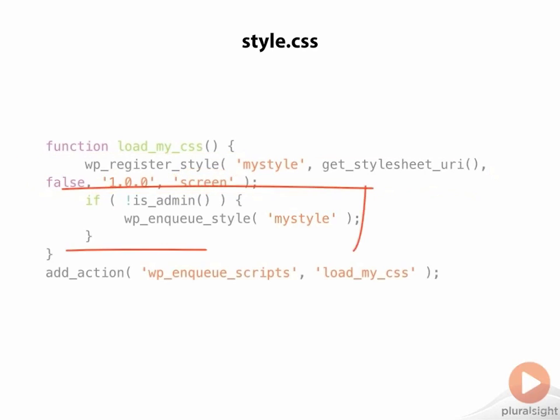Next, we're doing a check to make sure we're not in the admin because we don't want to load the style sheet in the WordPress admin. And then we're running wp_enqueue_style. This actually tells WordPress to load this style sheet when it's loading other style sheets.